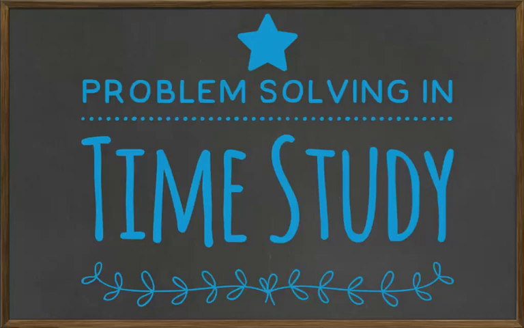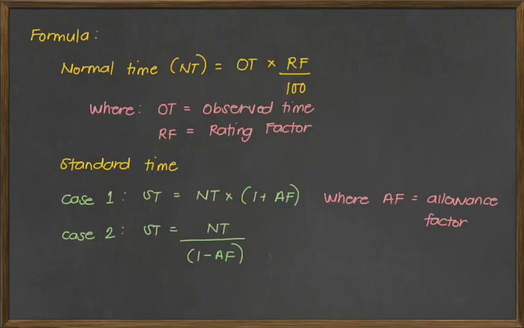So we will be discussing for today problem solvings in time study. Now to recap, we are going to discuss a few formulas that you will be needing for the solution to the following problems. So we have the formula for normal time or NT, and this is given by OT multiplied by RF over 100, where OT is your observed time and RF is your rating factor.